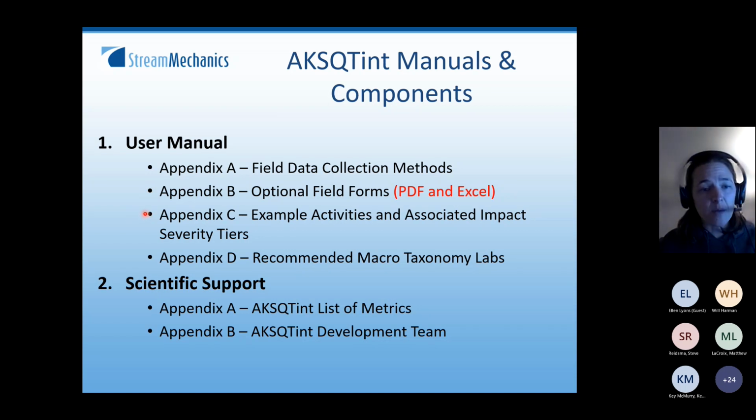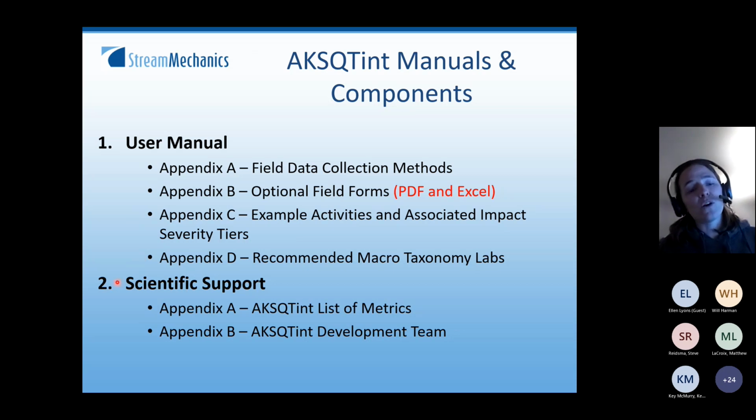Appendix C is the appendix you're going to need for the impact severity tier descriptions. There are example activities and how those were thought about in assigning them to impact severity tiers, and how that relates to the functional loss of each of those impact severity tier categories. Appendix D is for macroinvertebrates. It's a recommended list of macroinvertebrate taxonomy laboratories in case you are collecting that sample and need to send it. I think only one of them is actually in Alaska, which I found interesting, but we provided you a list of labs that can process that sample for you.